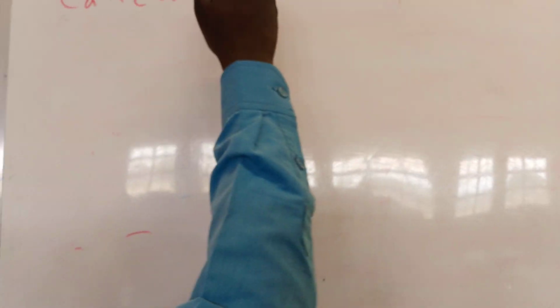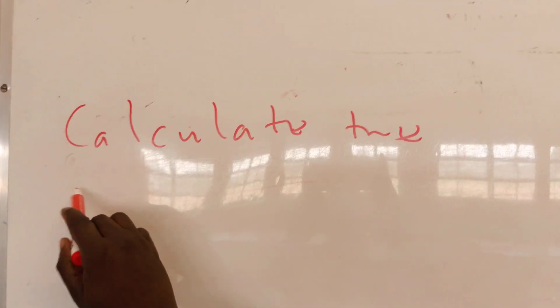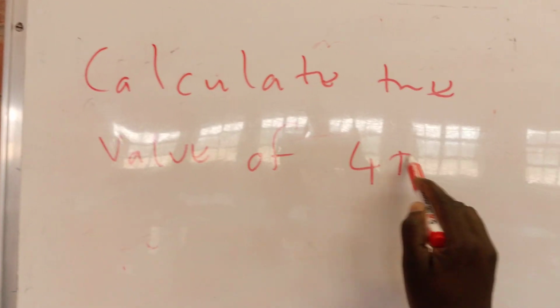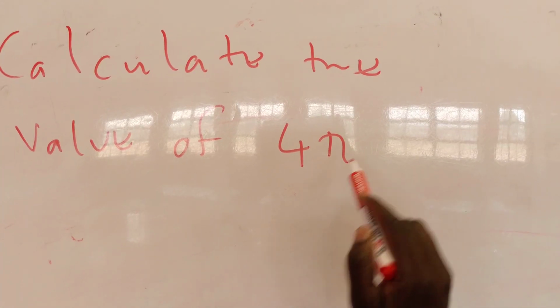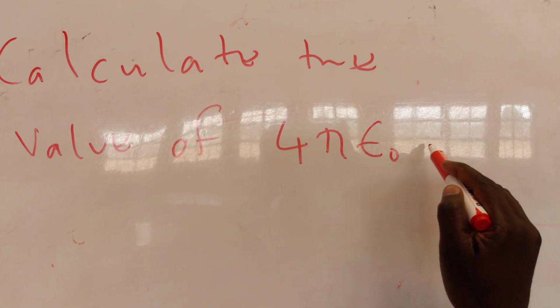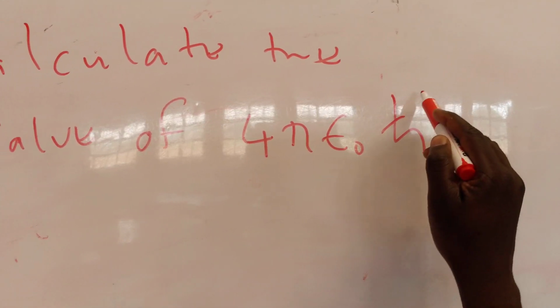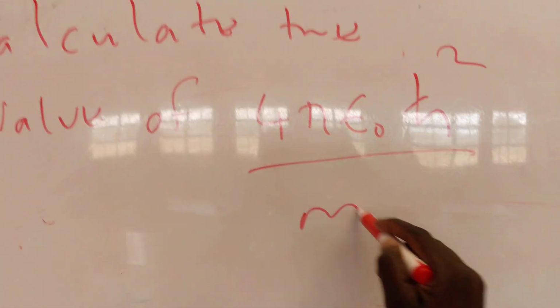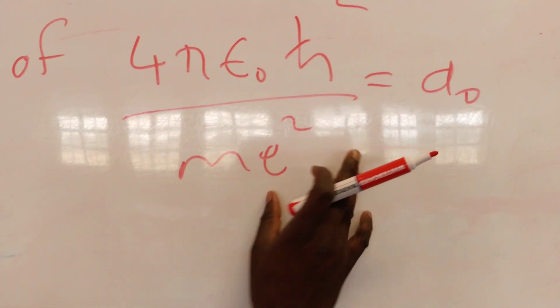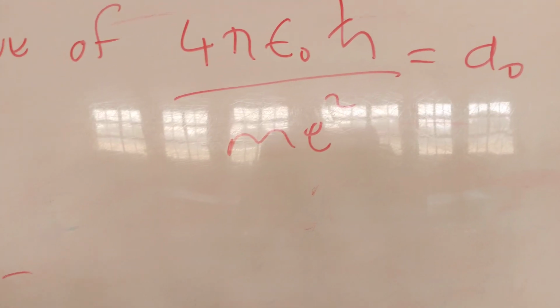Also calculate the value of 4 pi epsilon naught h bar squared over m e squared, which is equal to the Bohr radius. Also calculate the value of the Bohr radius, right?